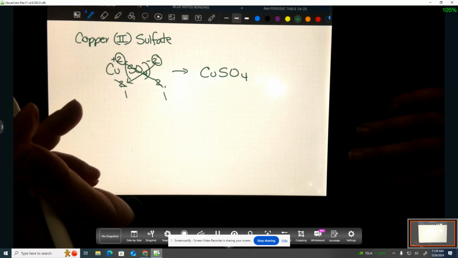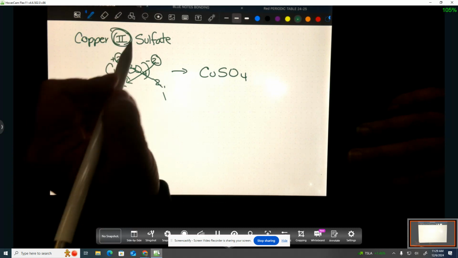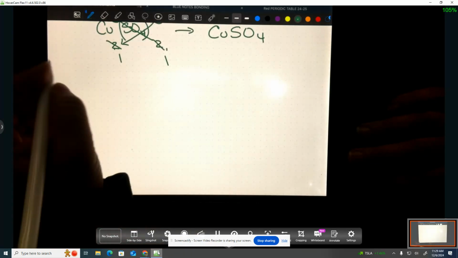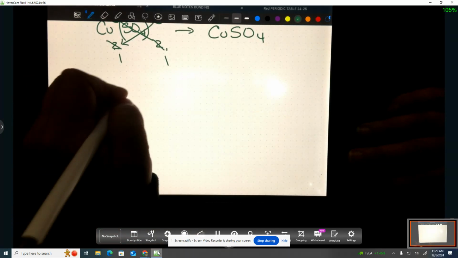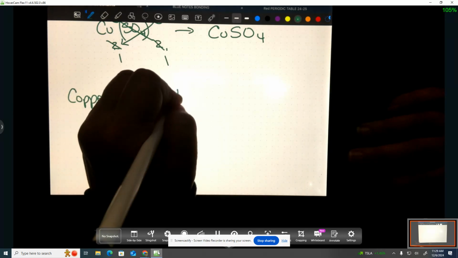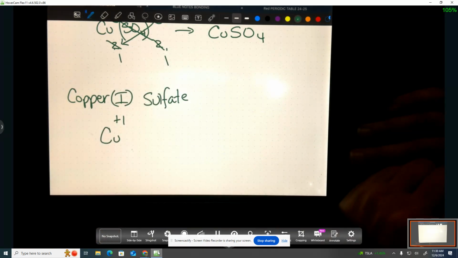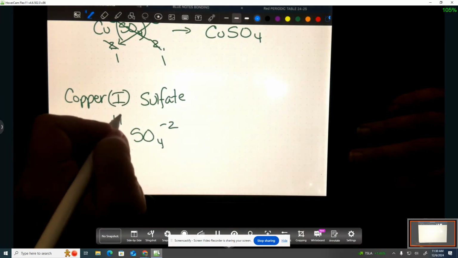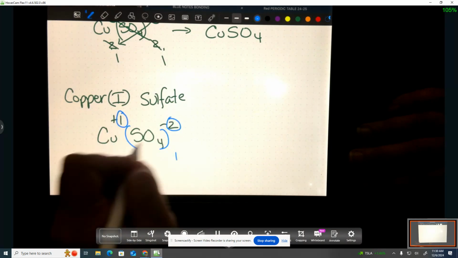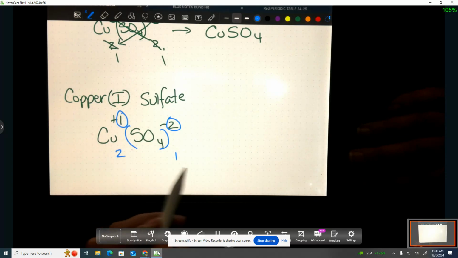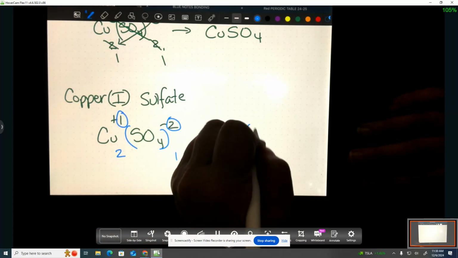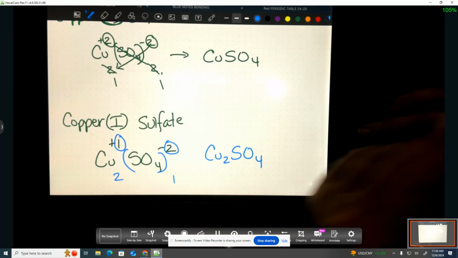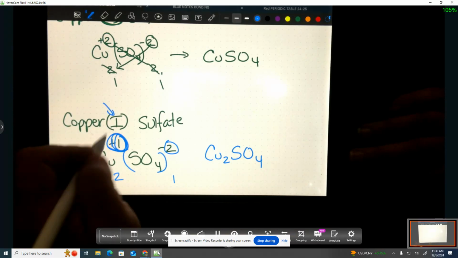What makes it like the 2 in the middle? This? Yeah. No, that one. Yeah. Because it said copper 2 sulfate, I had to put a 2 there. If I had said copper 1 sulfate, then this copper would have been a plus 1. The sulfate would have been a minus 2. I would have taken this 1 and put it down here, and this 2 and put it down here. I can't reduce those any further. So it would have been Cu2SO4. So this is copper 1 sulfate. This is copper 2 sulfate. Okay? This Roman numeral is the charge.